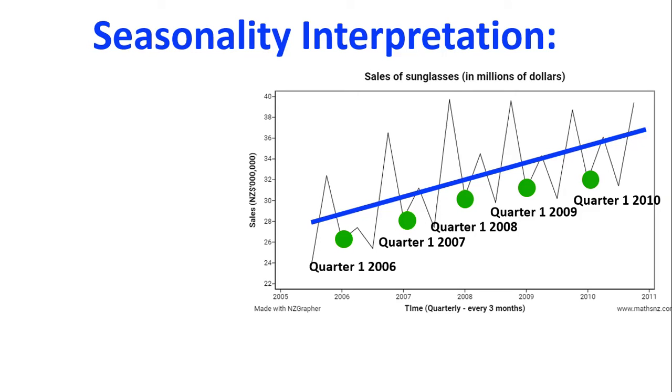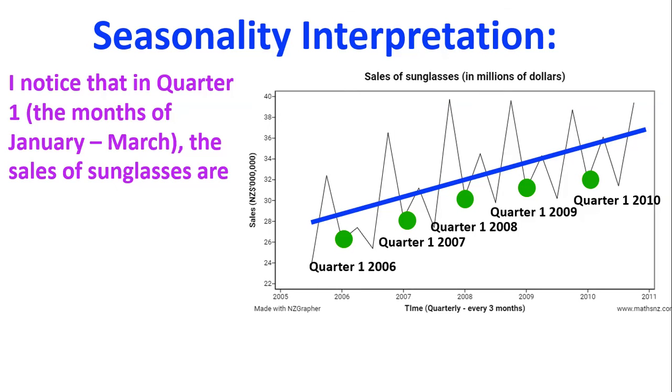Are they above the trend line? Are they below the trend line? Are they some above, some below? And when I look at this, I notice the pattern that these are all below the trend line. And that's what I want to say. So I'm going to say that in quarter 1, which is January through to March, the sales of sunglasses are always below the trend.